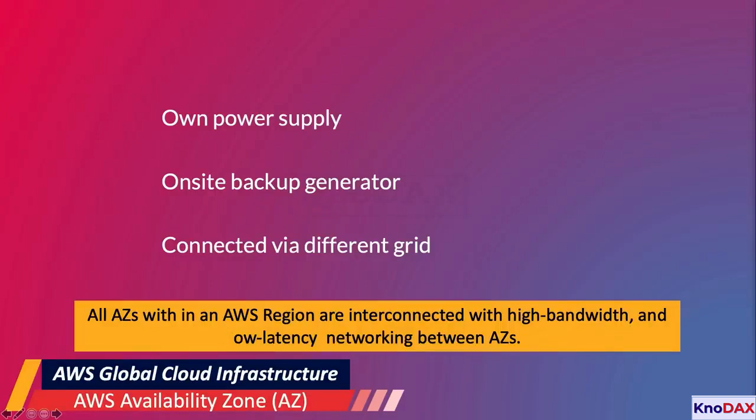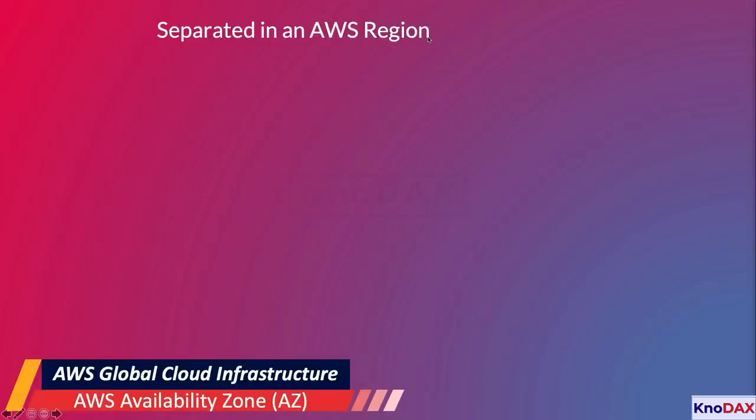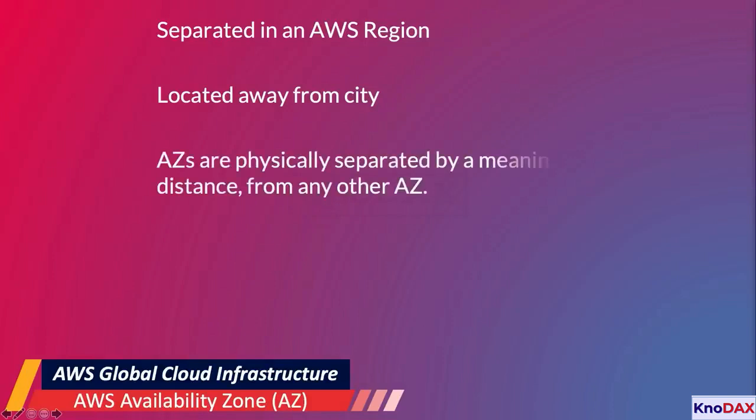Availability zones are separated in an AWS region. Availability zones are located away from the city and are in lower risk flood areas to avoid flood or any other damage to the data centers. Availability zones are physically separated by a meaningful distance, many kilometers in many instances, from any other availability zones.